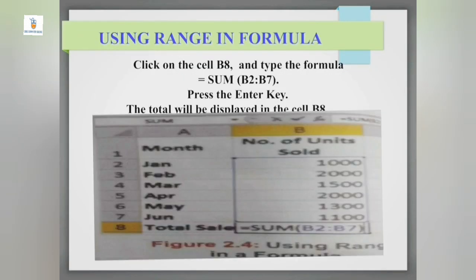Now let's see how to use a range in a formula. Click on the cell B8 and type the formula =SUM(B2:B7) and press the enter key. The total will be displayed in the cell B8. So here we observe a dashed rectangular box appears around the cells which are selected. So in this way we can use any cell range in any formula or function.